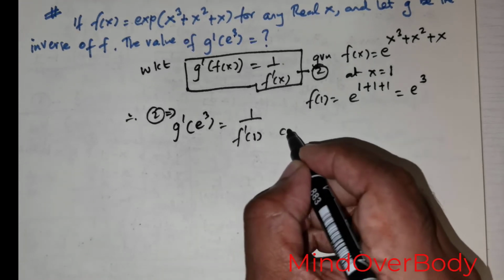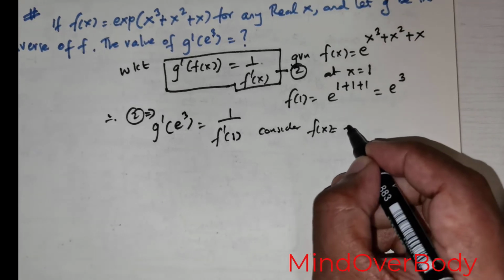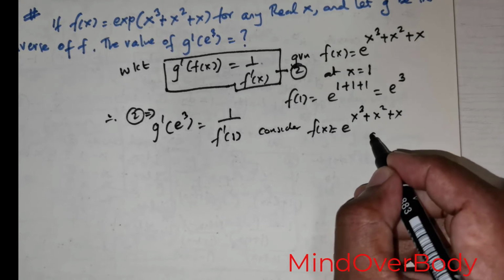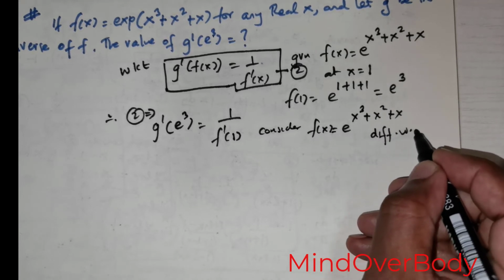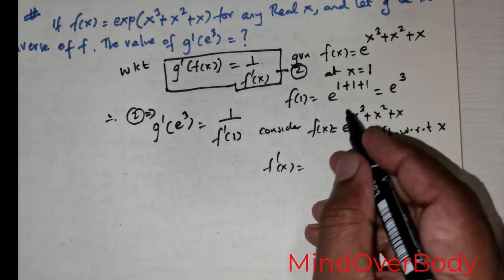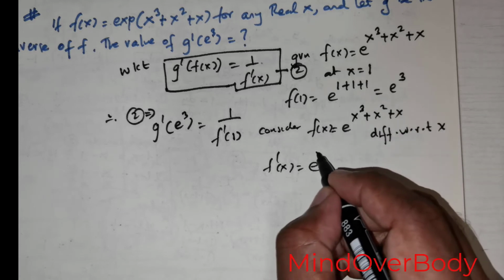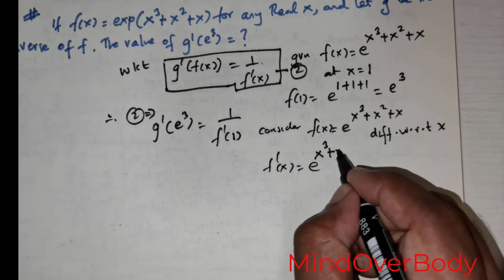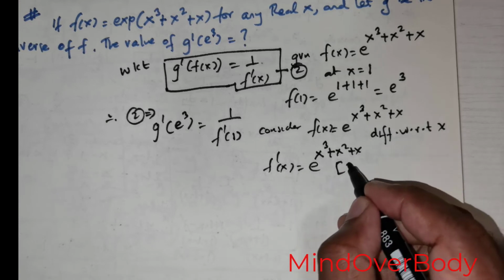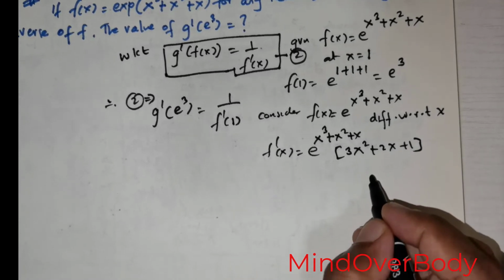Now consider f of x, which is equal to e raised to the power of x cubed plus x squared plus x. Now differentiating with respect to x, we get f dash of x. Just visualize it like that. This is going to be e raised to the power of x cubed plus x squared plus x times the differentiation of this entire quantity, that's going to be 3x squared plus 2x plus 1.